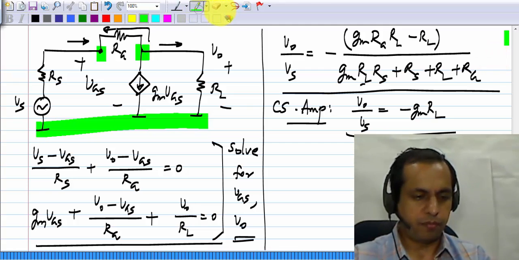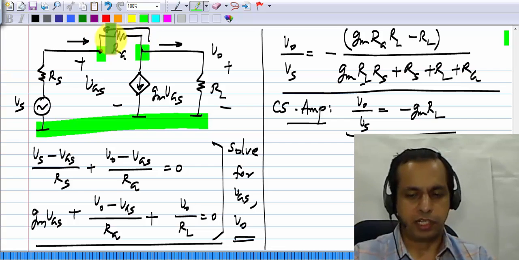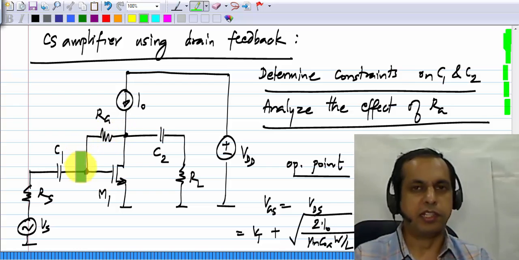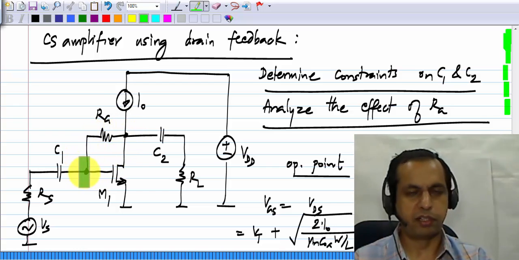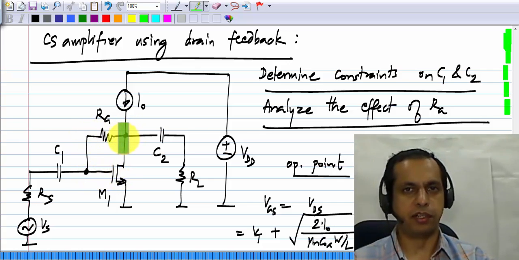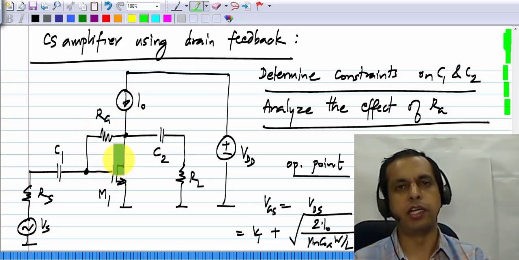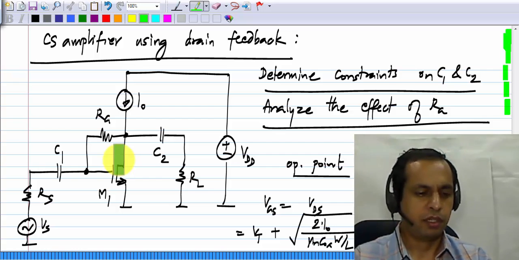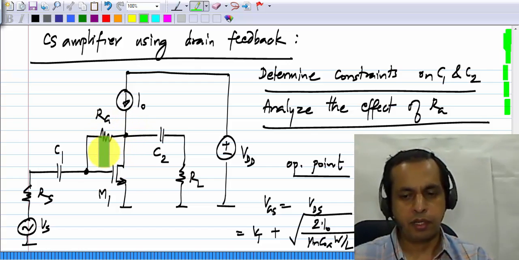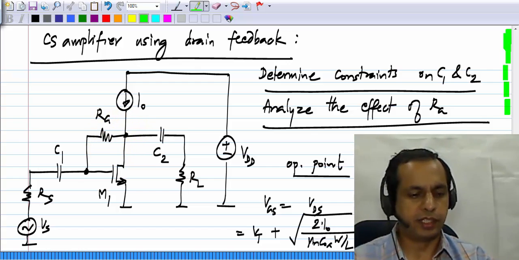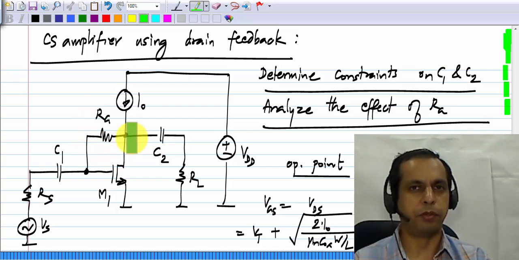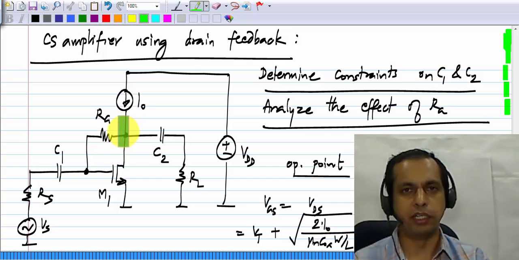First of all, why did we have this RG? We have this RG to provide DC feedback to the gate of the transistor. It's needed only for the DC picture. It's actually not there in the small signal incremental picture of the common source amplifier. So when a resistance is not there, meaning it's open circuited, its value is infinity. So even without doing anything else, you can guess that this RG has to be very large, because in the small signal picture it should be as good as not being there.